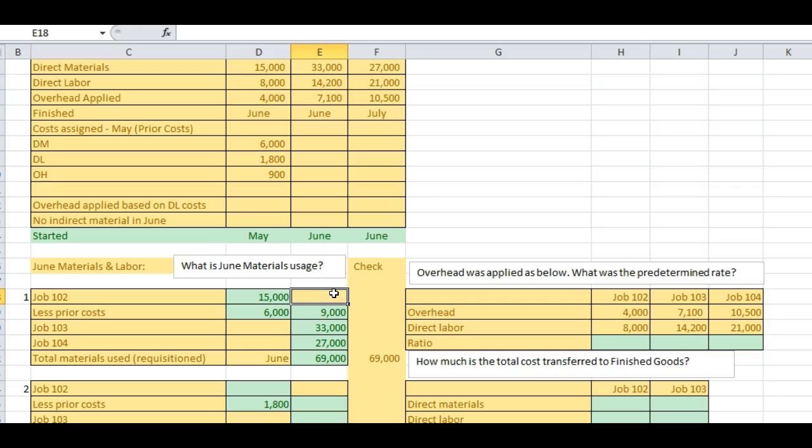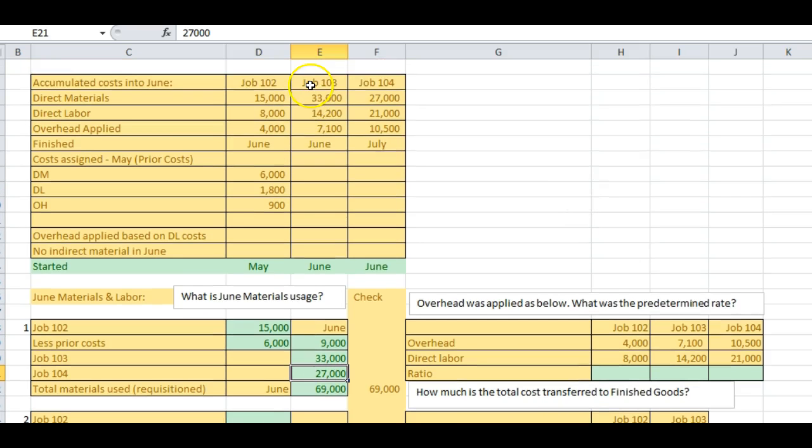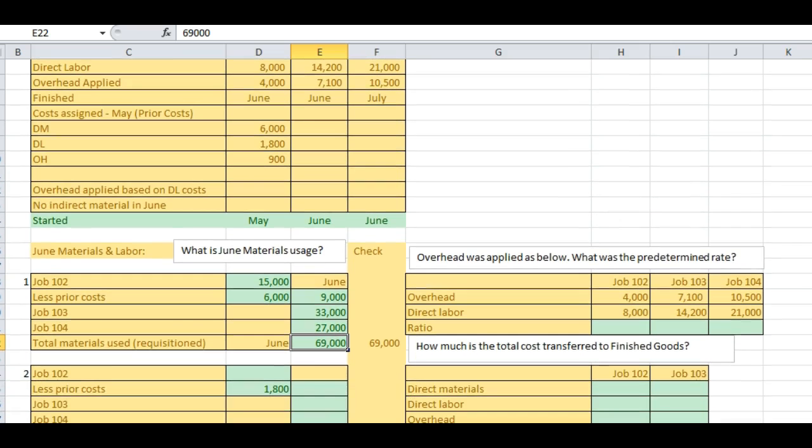So these are for June. This is our June amounts here. And then the other two, job 103 and 104, is just a direct carry down, 33,000 and 27,000. So for June, it's a total of $69,000 in materials. Answer 1. Now you're going to do the same thing for labor.